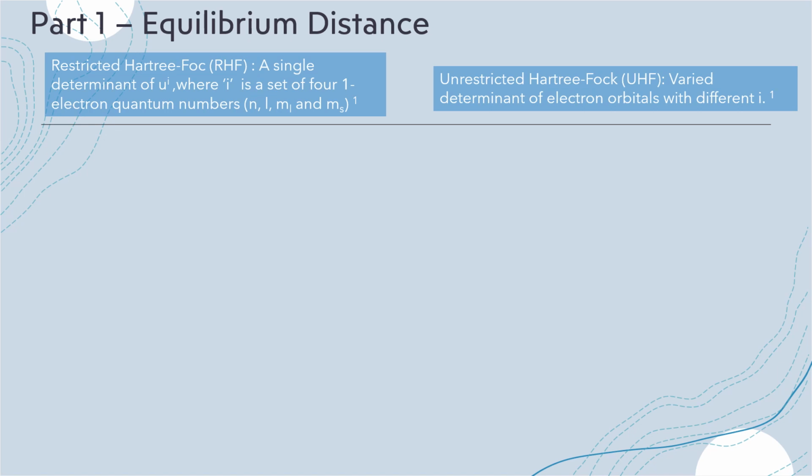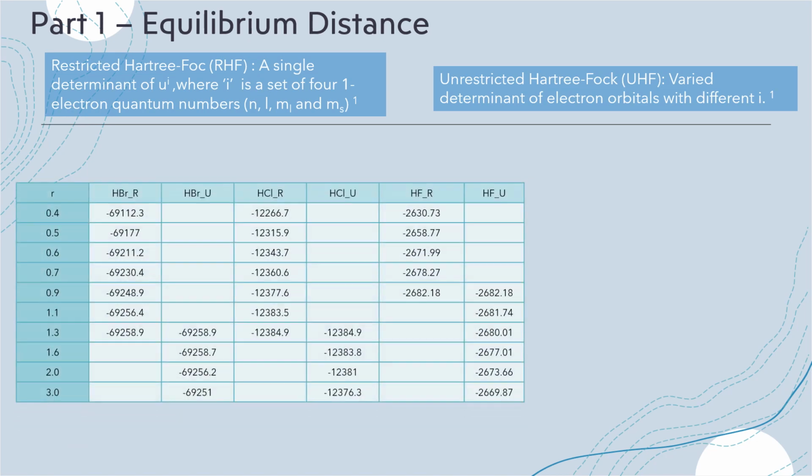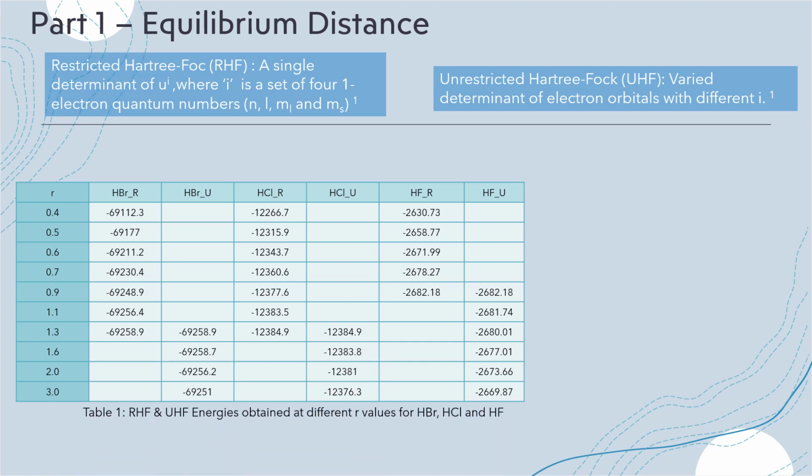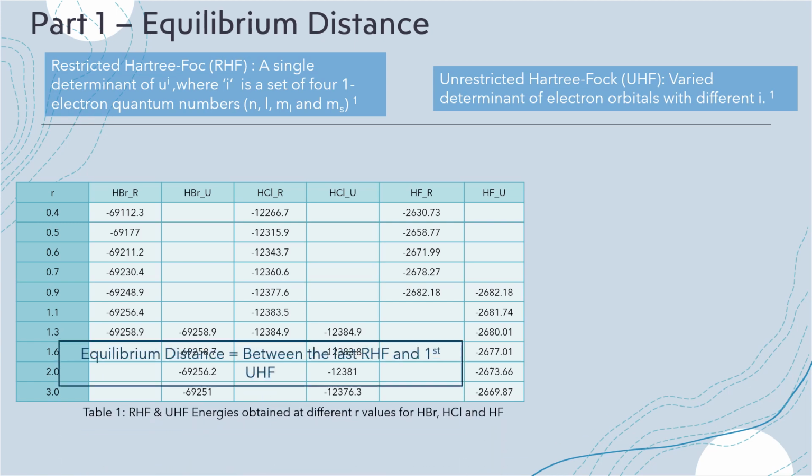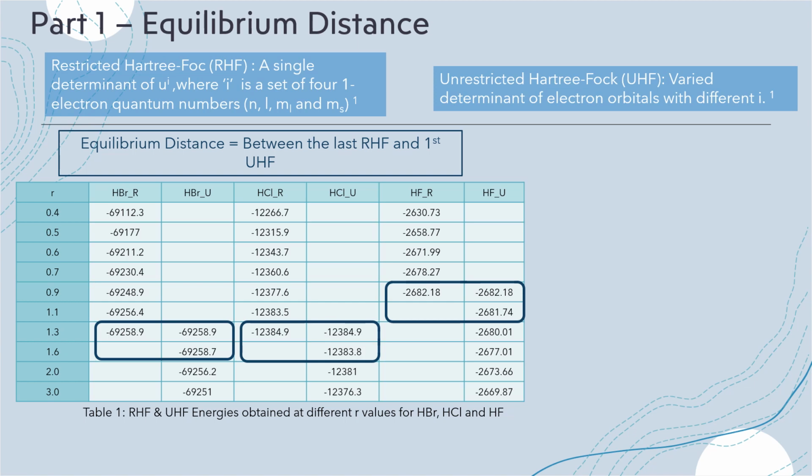With unrestricted HF, the spin orbitals are not idempotent and the previous assumption is dropped, causing variation of electron orbitals with different quantum numbers. This causes alpha and beta orbitals to be calculated separately. With this in place, the equilibrium distances in between these two values are shown in Table 1.